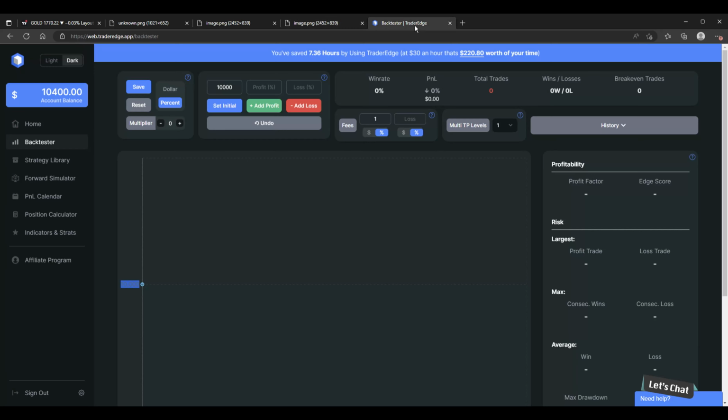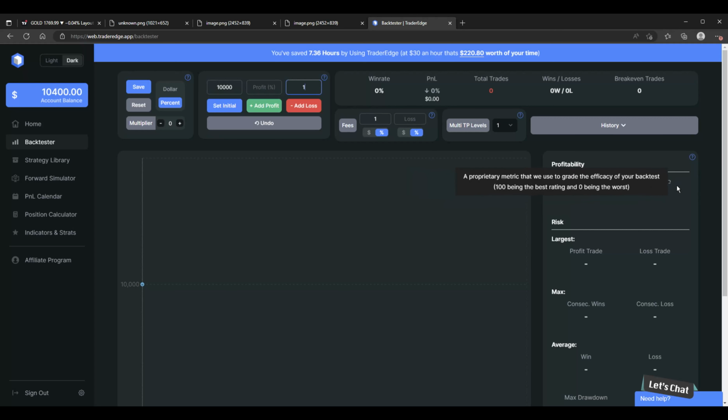And I'll be using this Trader Edge software. I will be using 1% risk on every single trade. So this will give me my win rate, P&L, total trades taken, wins, losses, break-even trades. There will be no break-even trades on this strategy, because you either get the trade or you don't get the trade. You do not move the stop.